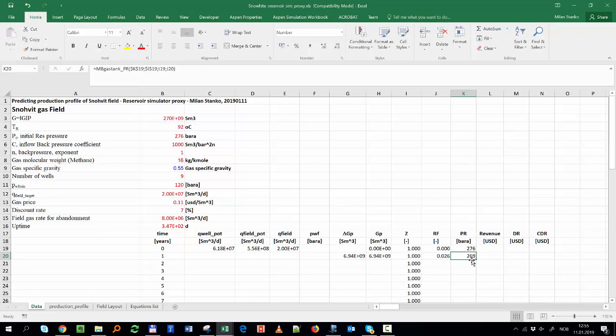Luckily, we have the computer. It's not smart yet, so it cannot take our jobs yet. So we can just simply drag this one down. And now it should be taking this reservoir pressure, but the same C and N and minimum. And this should be taking also this times the number of wells.